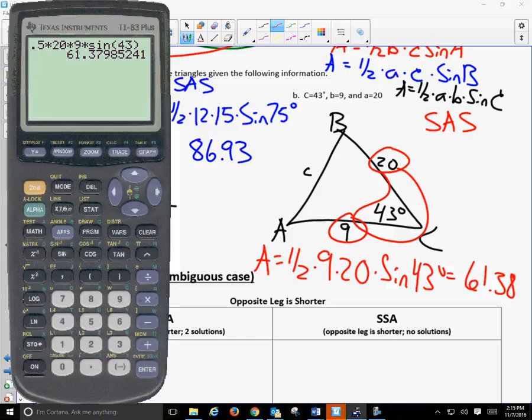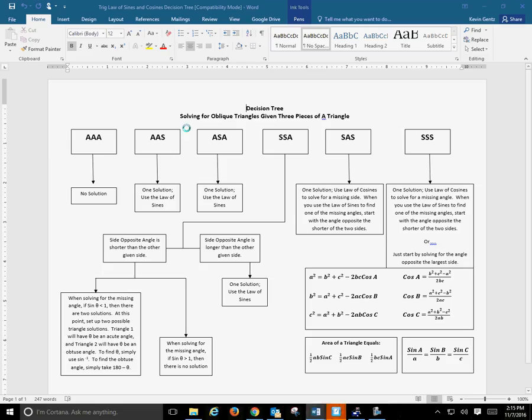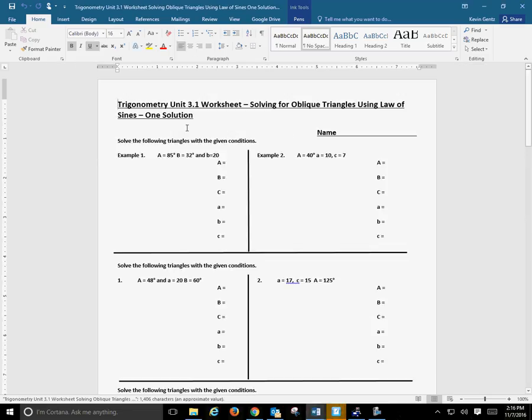Take out your worksheet. We turn to your assignment. Should look like this.